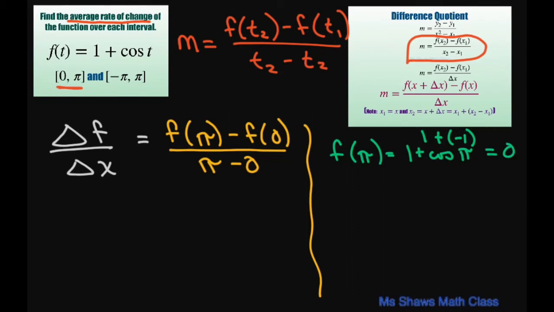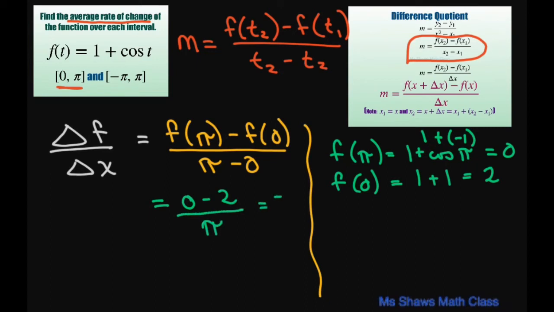All right. For f of 0, you're going to get 1 plus cosine of 0, which is 1. So that's going to be 2. All right. So that's going to give you 0 minus 2 divided by pi, which equals negative 2 divided by pi. All right, that is your average rate of change.